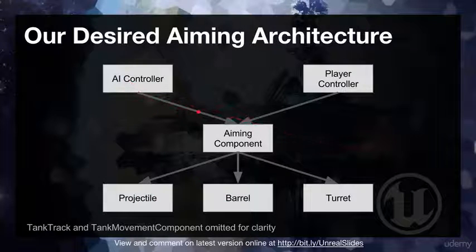For aiming, the AI controller and the player controller just talk straight to the aiming component. The aiming component needs the projectile, the barrel, and the turret to do its job. Simple. And it's not that hard for us to get to that architecture.